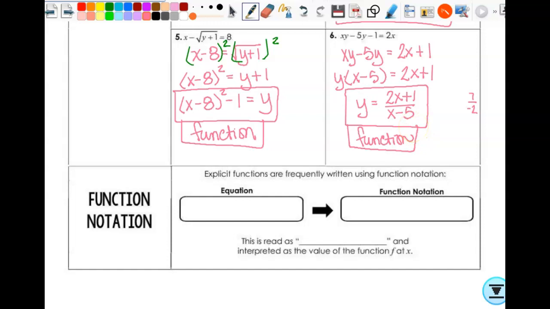Any questions at all? All right. So there were little things in there. It's not just about knowing whether or not something is a function, but those little algebraic mistakes that I see a lot. Just pay attention. Make sure that you are not making up math along the way.